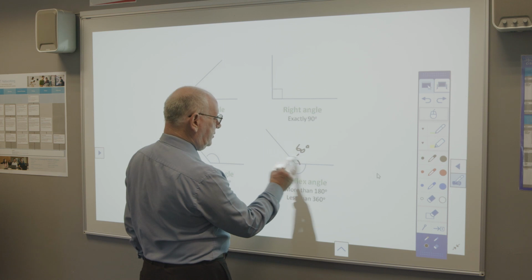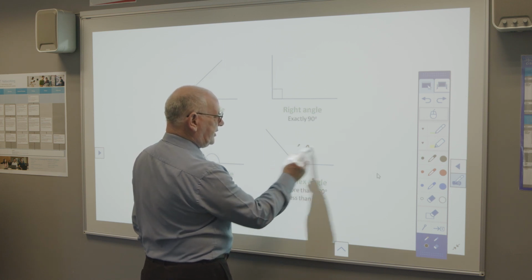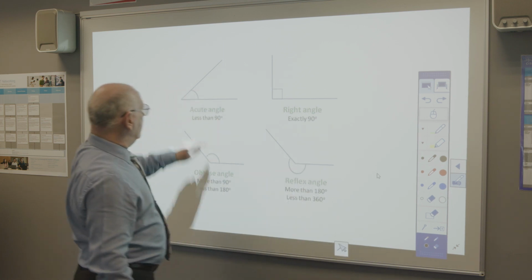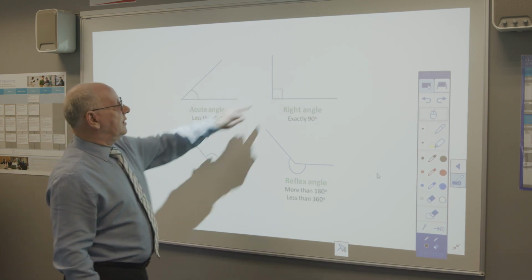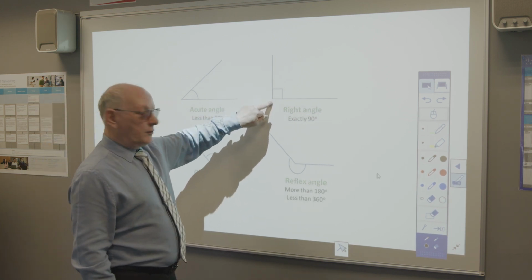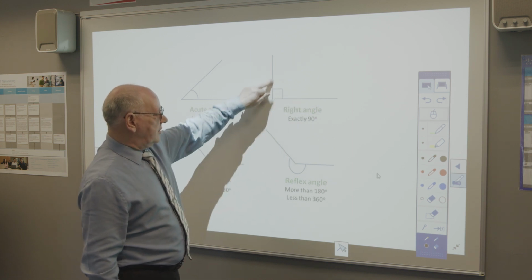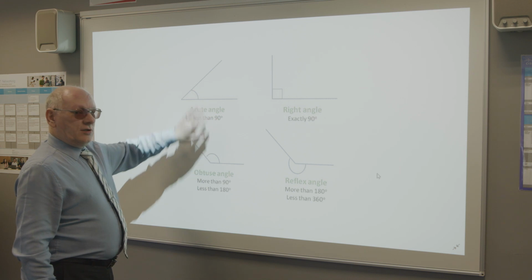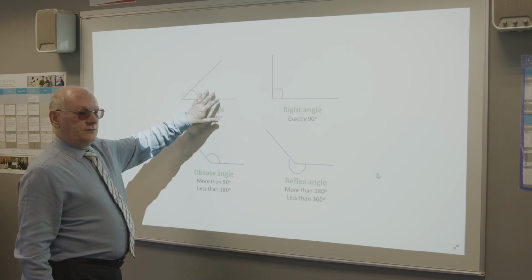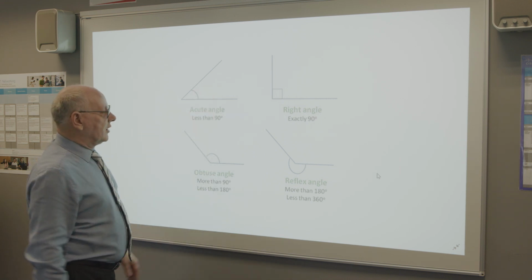The rest, you need a protractor for, these two. You need a protractor to work that out, you need a protractor to work that out. That one speaks for itself, it's a right angle, it's going to be 90 degrees. So there's only these two that you've really got to worry about when you see them, and you've got to get your protractor out.